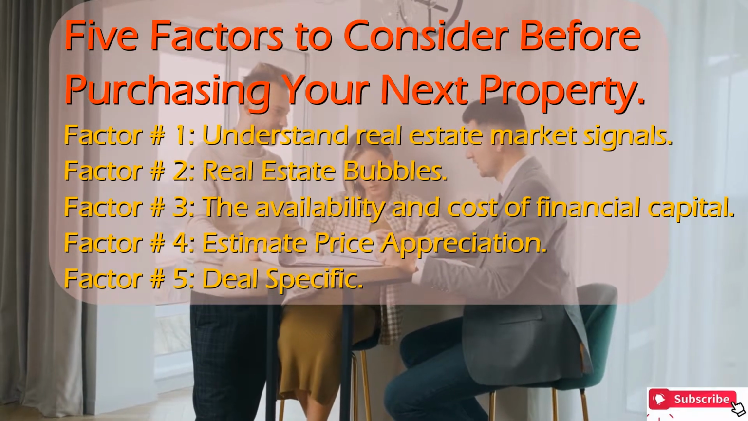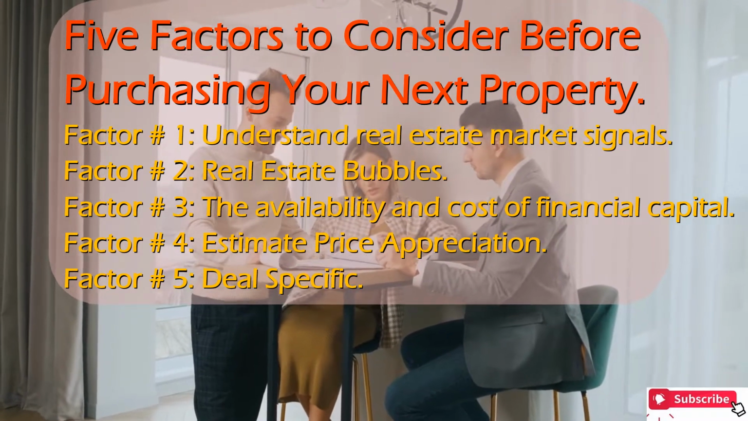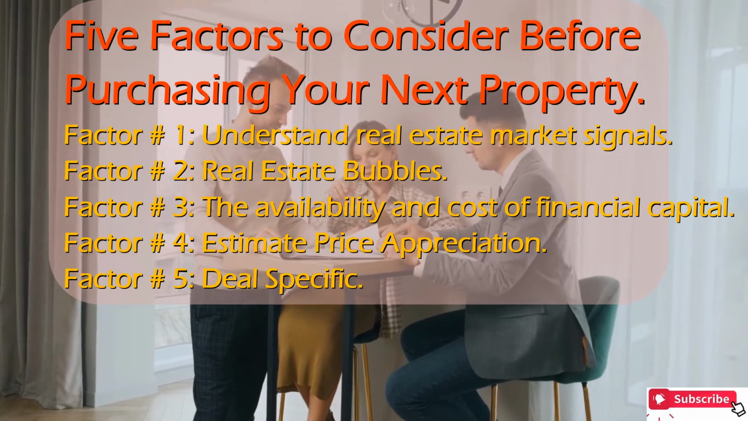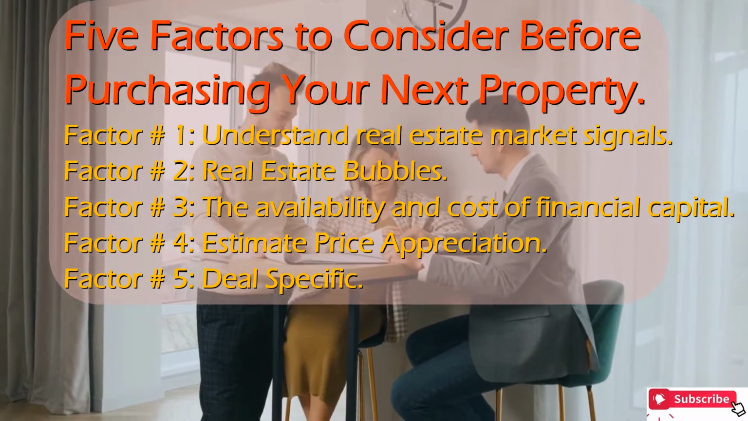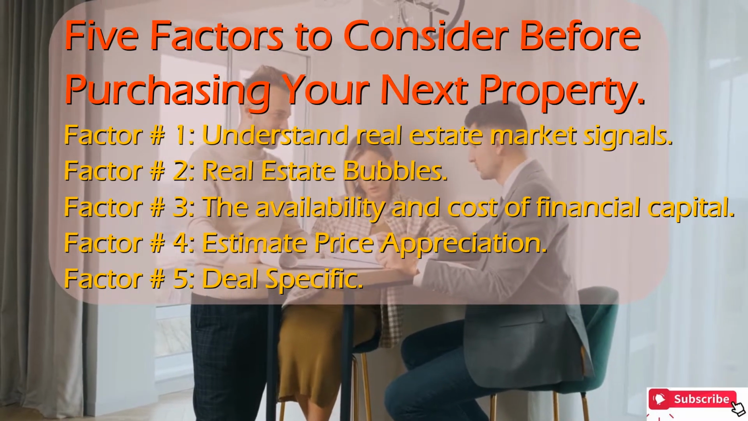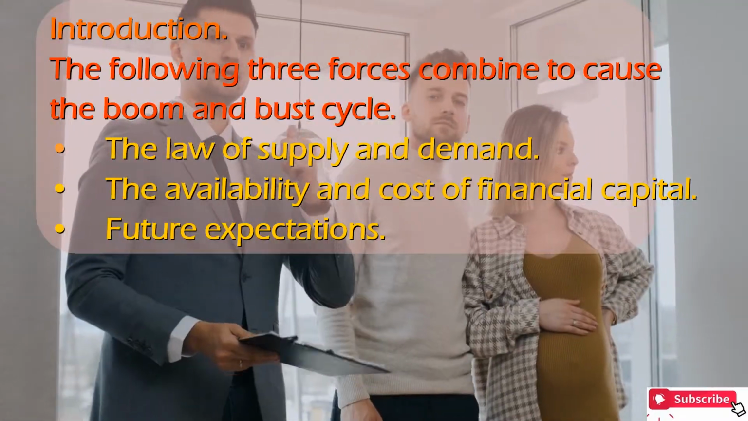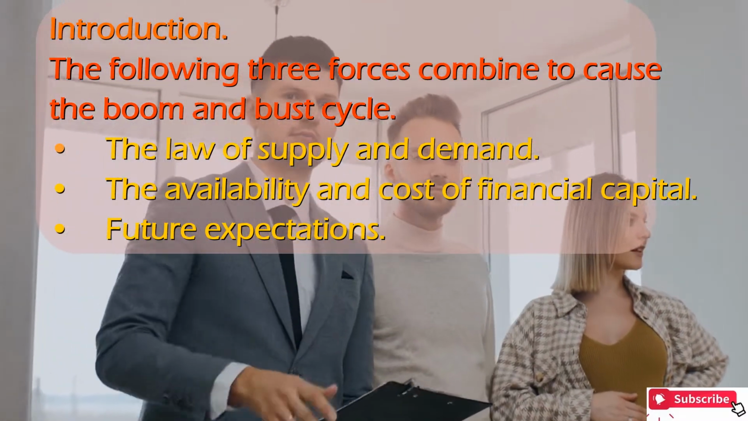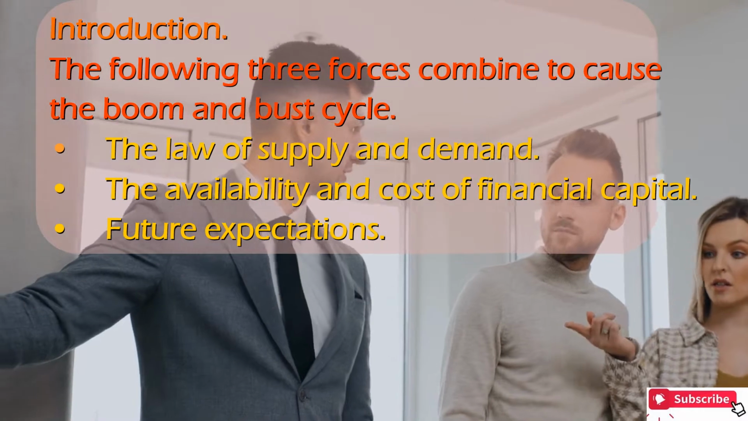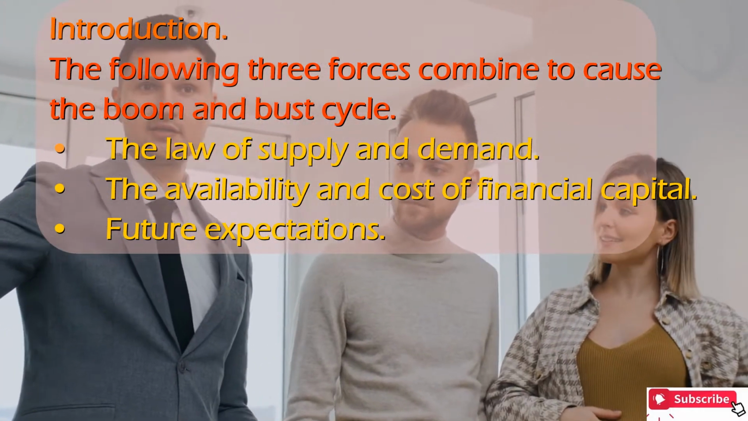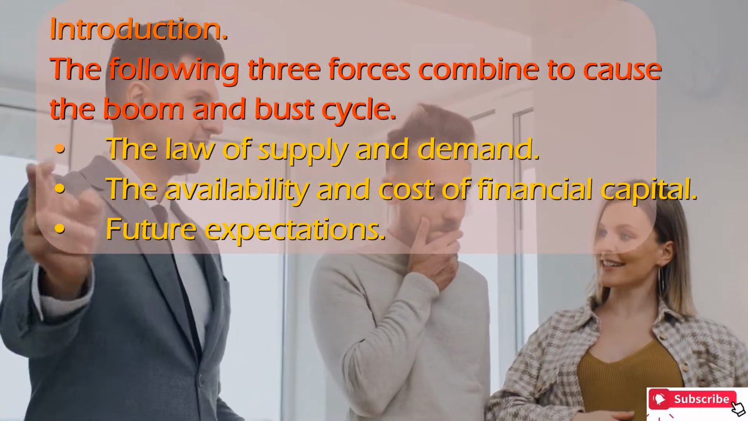Factor number 3, the availability and cost of financial capital. Factor number 4, estimate price appreciation. Factor number 5, deal-specific. Introduction. The following 4 forces combine to cause the boom and bust cycle. These 4 forces work together to cause each phase of the cycle.